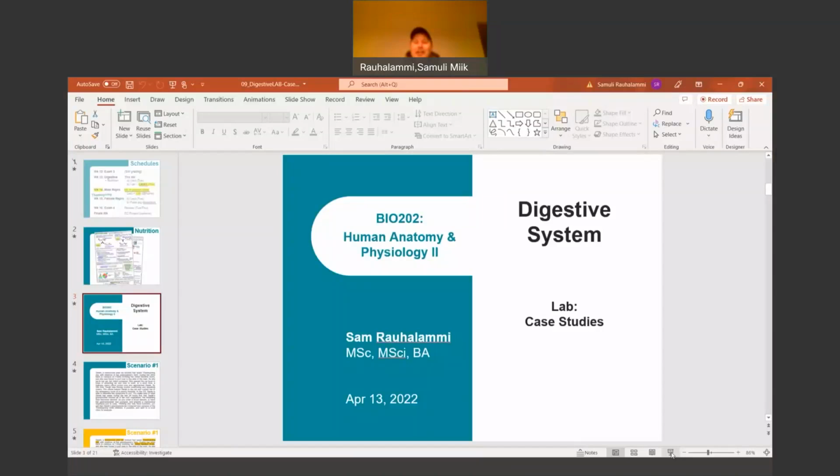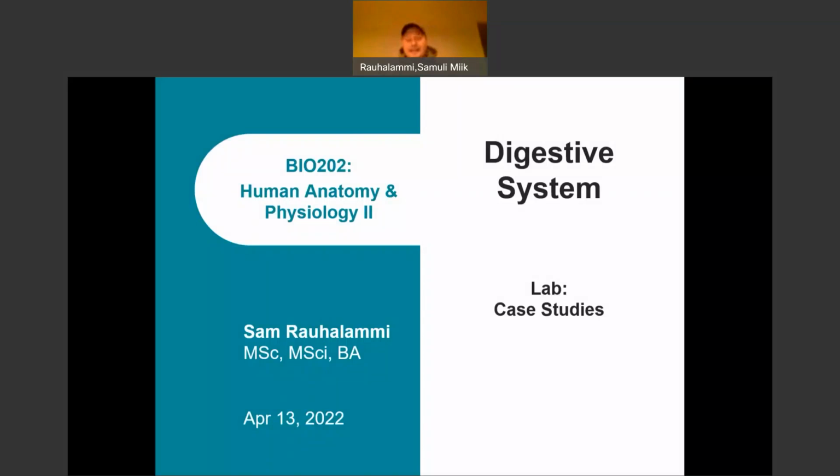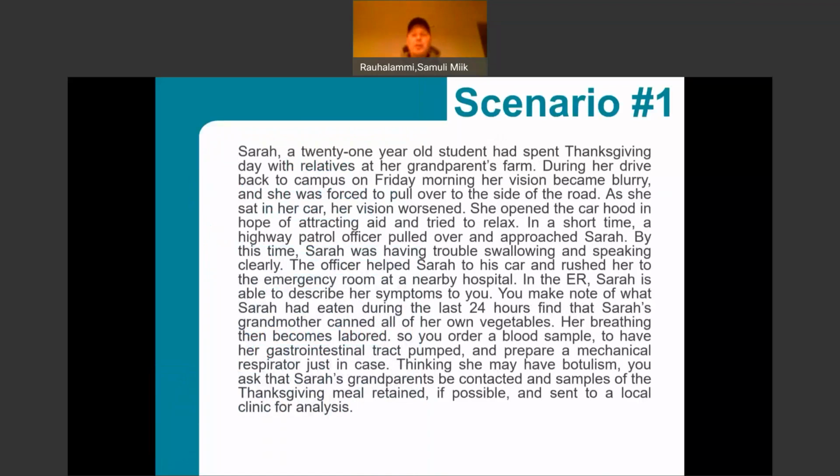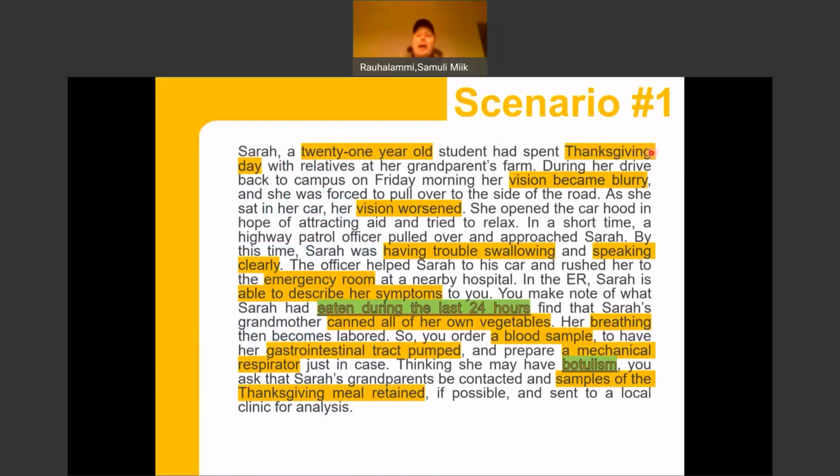So, like I said, in the lab for the digestive system, we're going to be looking at 4 different case studies. So we're going to go through those together and kind of formulate a little bit of an idea of what's going on. In the first case study, we're going to have a 21-year-old student called Sarah who went to spend Thanksgiving Day with her relatives and her grandparents. And when she was coming back after the Thanksgiving, all of a sudden she had vision issues and she had to pull to the side of the road, and this just kept getting worse.